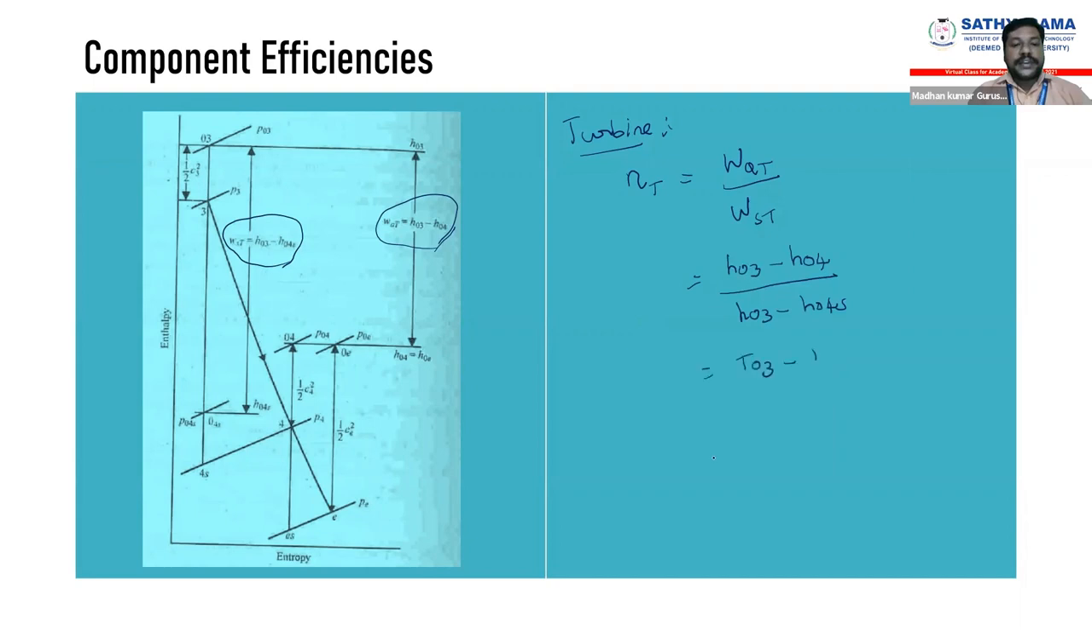And then you can bring T naught 3 common outside. So what we get is T naught 4s by T naught 3. So unlike a compressor, here you are also considering the isentropic state, that is T naught 3 by T naught 4.